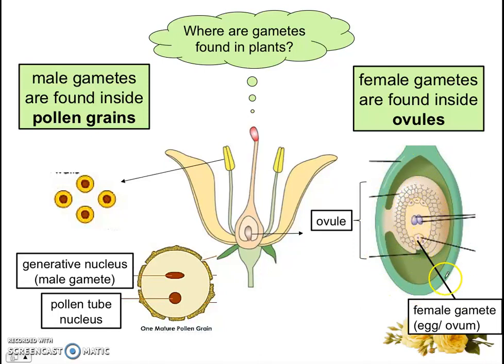And if you take a look inside the ovule, there are quite a number of cells, but one of the cells inside the ovule is the egg cell. It is the female gamete. So the female gamete is found inside the ovule, and the male gamete is found inside the pollen grain. That's the main point of this slide. Got it? Okay, so that's where our gametes are found in plants.